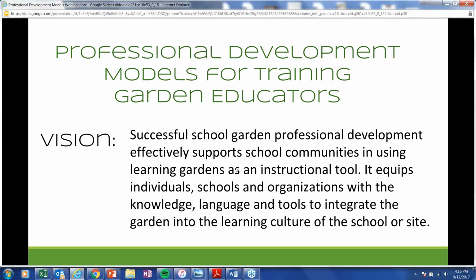I know Stephanie mentioned that in December of last year, we came together for the Leadership Institute, and my cohort was tasked with really looking at all of the different models for training garden educators that are out there, what they are, putting them into buckets, seeing what similarities they had, pros, cons, cost, and before even doing that, saying what's our vision? What do we see as important to these models for professional development?